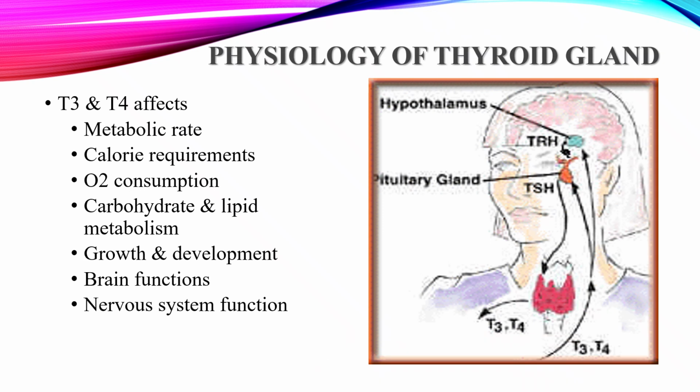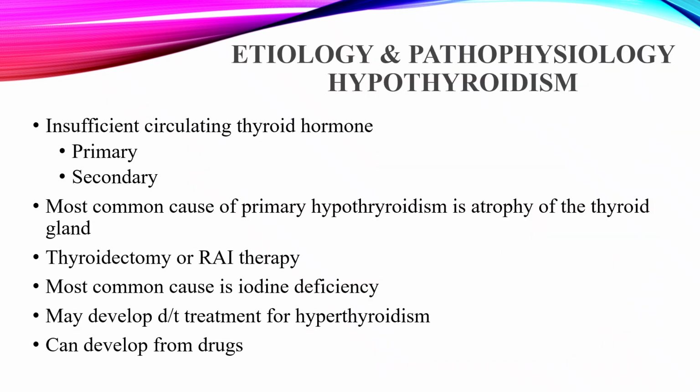A little bit of what the thyroid can do: metabolic rate. They monitor what you need for calorie requirements, your oxygen consumption. They do quite a bit. Remember, there's no patho on the exam though. So etiology of hypothyroidism. Essentially, hypothyroidism is your thyroid gland not working efficiently.